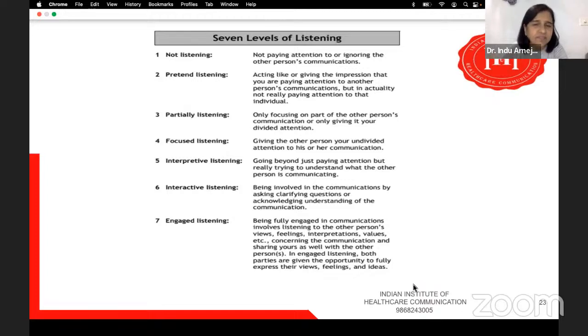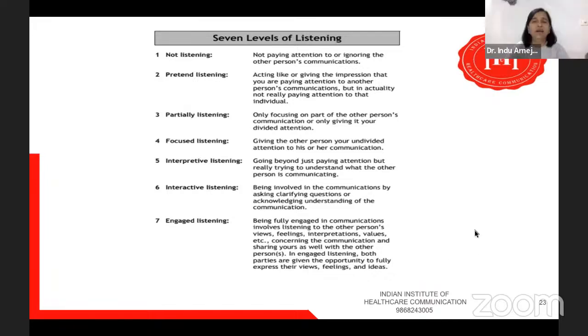Then, of course, is interactive listening, where both people get engaged and they listen and speak. And then engaged listening is when you're fully engaged in the communication and you are not only understanding the words that the person is saying, but you're also able to read the feelings, the interpretation, or the values that are coming up. So these are the 7 levels of listening. If you can practice the last 4, that is focused listening, interpretive listening, interactive listening, and engaged listening, you will see your audience will get engaged with you.